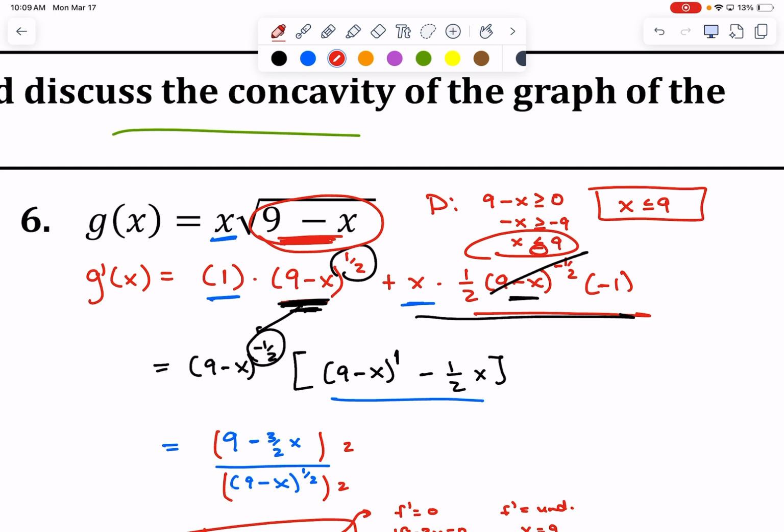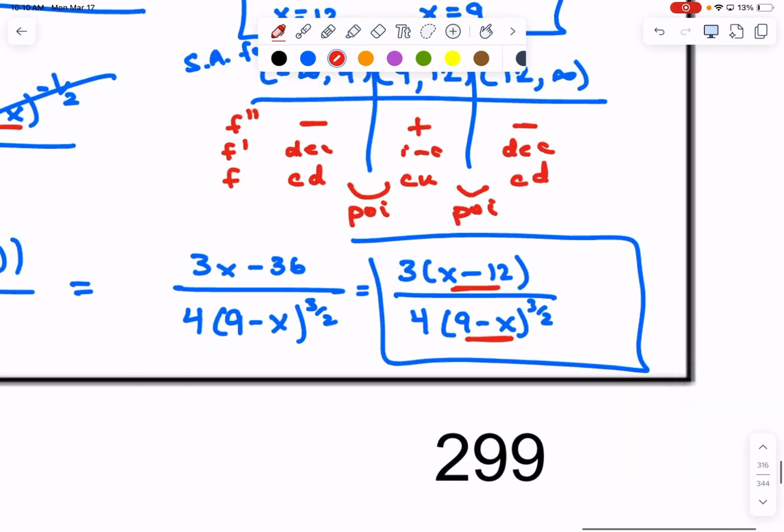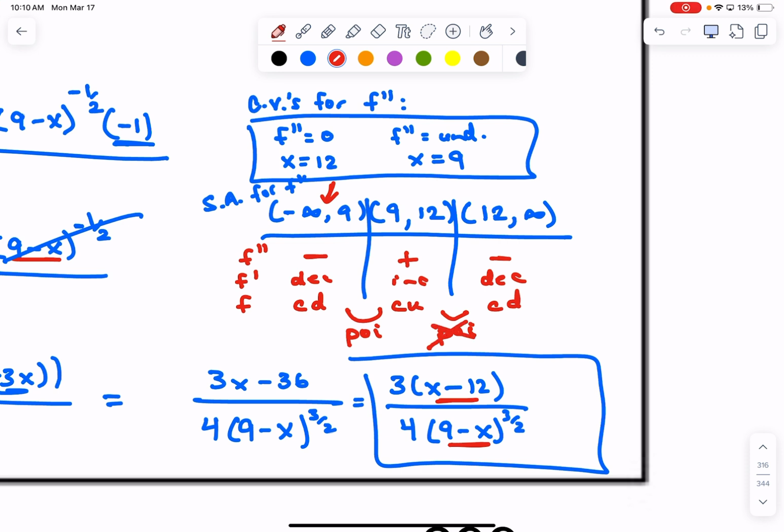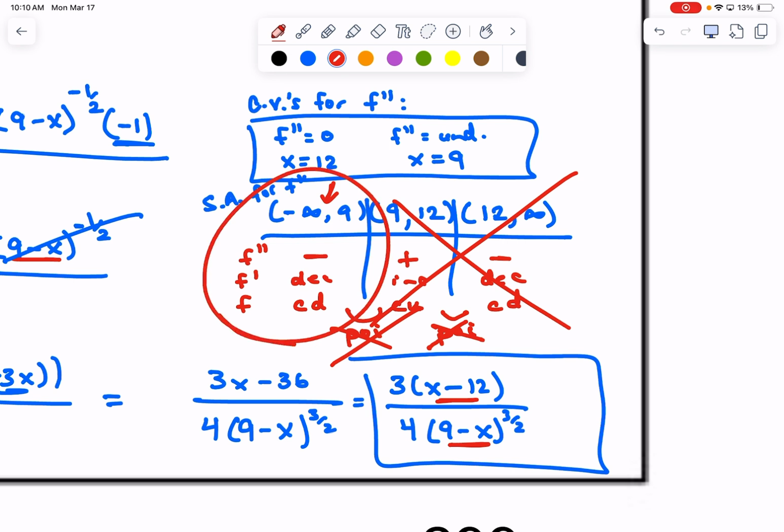The one that equals 0, don't worry about. 12's not in the domain. So 12's not in the domain, so it's not a POI. So the only POI is what? 9. So really, would we even need to do the sign analysis from 9 to 12 and 12 to infinity? No. So all this doesn't even matter because it's not in the domain. So it's actually only concave down. So actually, is there a POI at all? No. There are no POIs. It's only concave down from negative infinity to 9 because I forgot.